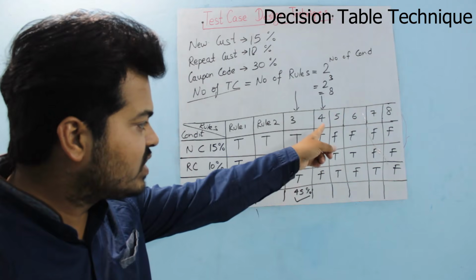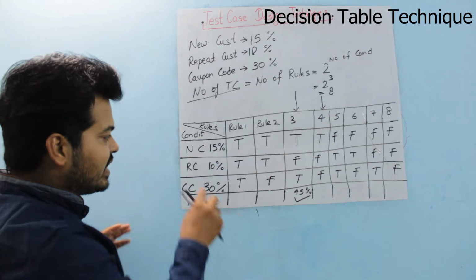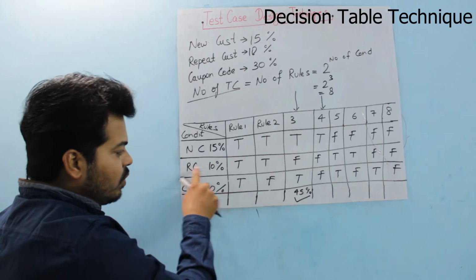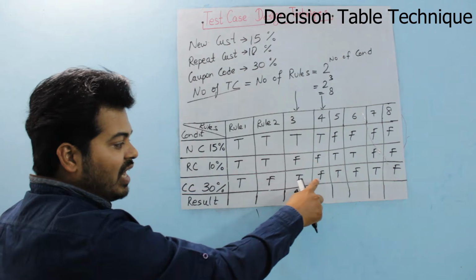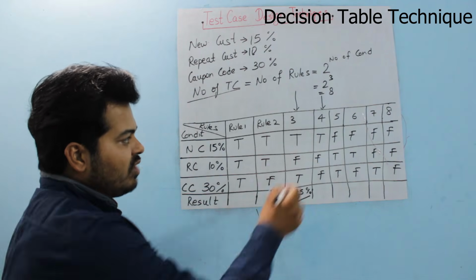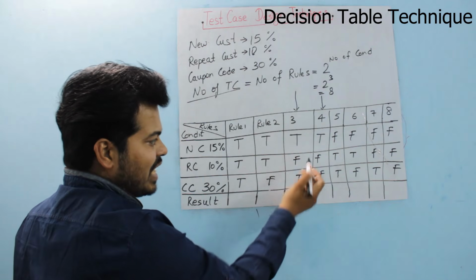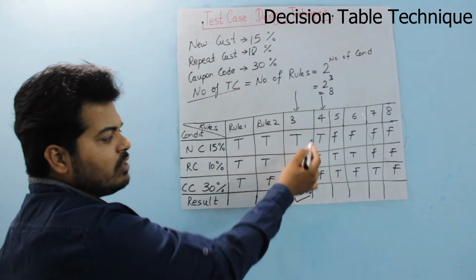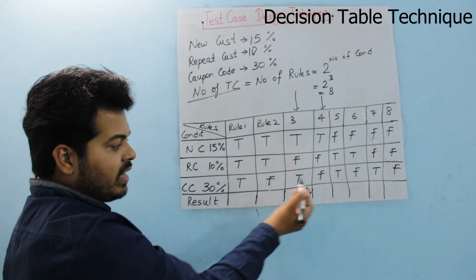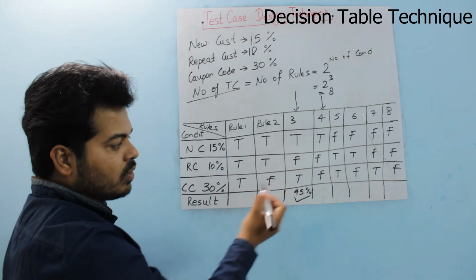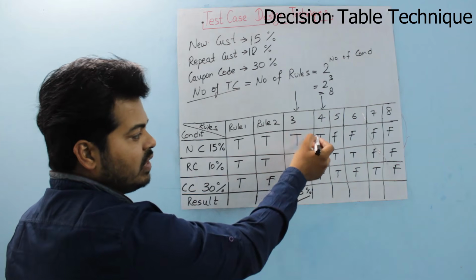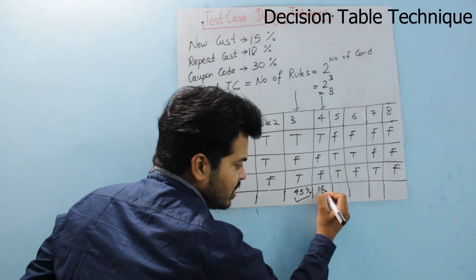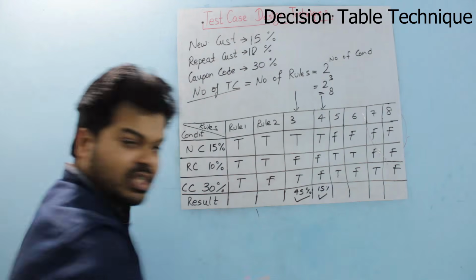Now let's talk about this particular test case. If you see this test case, it says that a new customer is there, he is not an old customer and he does not have a coupon code. If he is a new customer, he can't be an old customer, right? And he is not having a coupon code either. These two are false. His only true is that he is a new customer. If he is a new customer, he should get a 15% discount. So this is a positive test case.